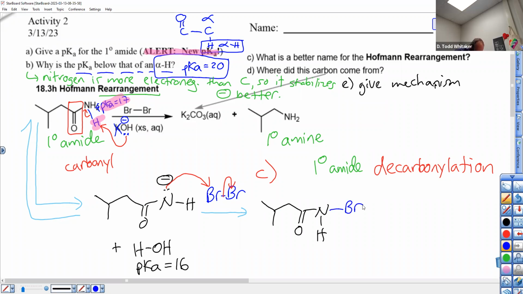Do you want to take a stab at the pKa here? I don't need a number. Just tell me what it's less than or more than. Less than 17. I like that, less than 17, because bromine has an inductive effect that stabilizes the minus charge as well. So this next acid base is faster than the first one. Things are picking up. The rate of the reaction is picking up.